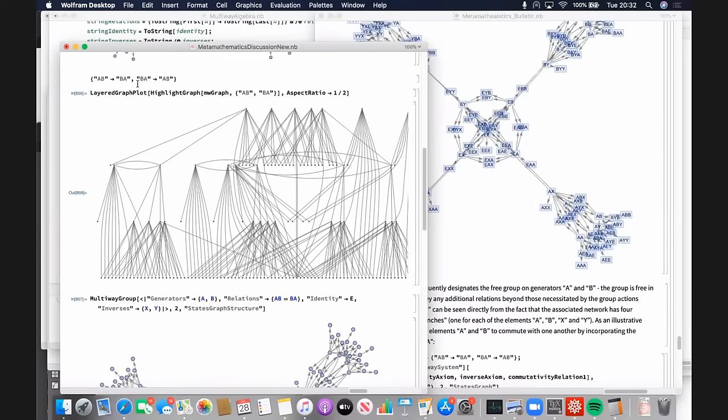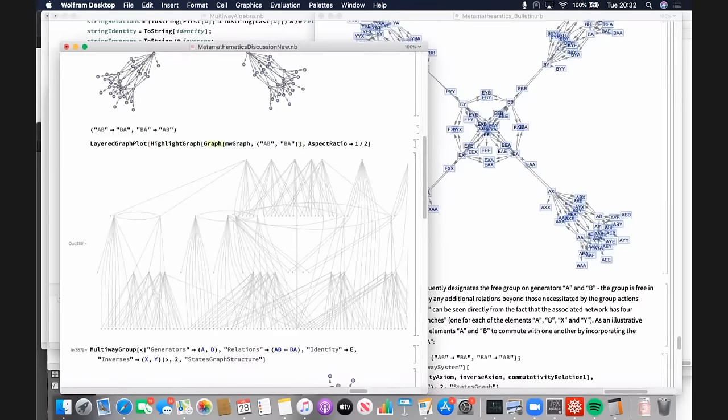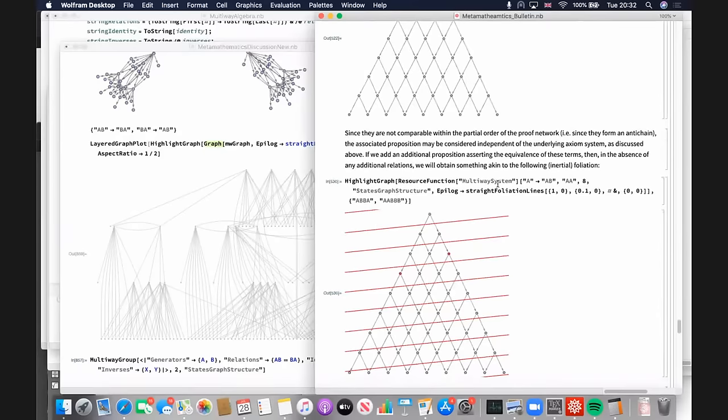Well, but let's see how that works. Can we do that? Or how would we do that? How would we draw that foliation? Let me actually get the code for this.